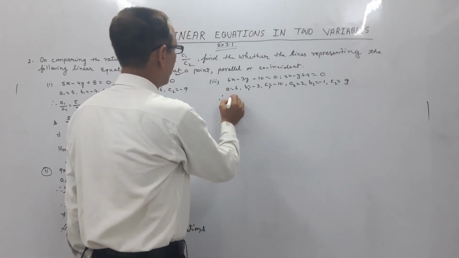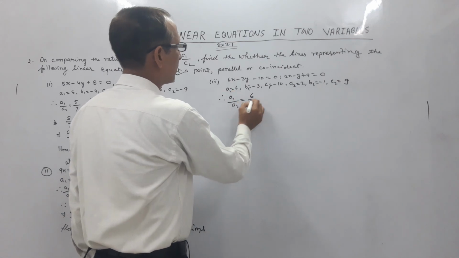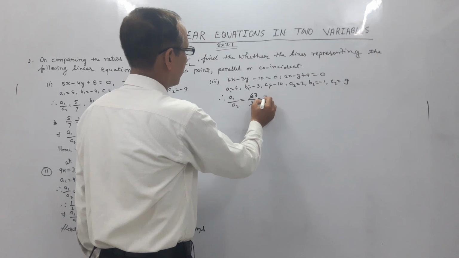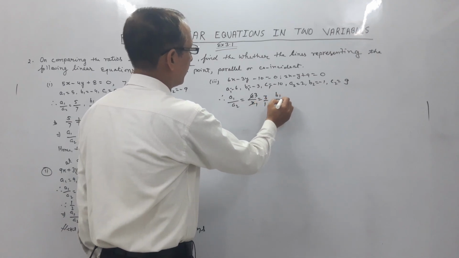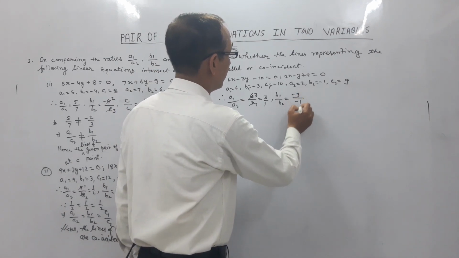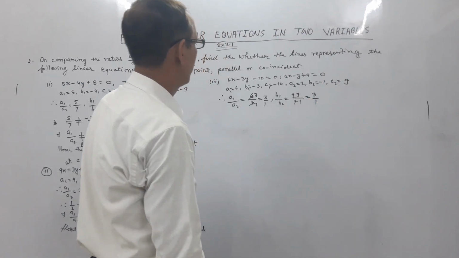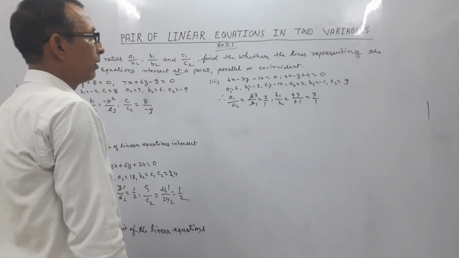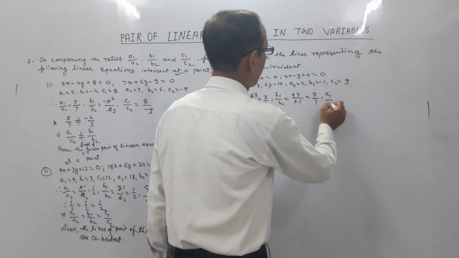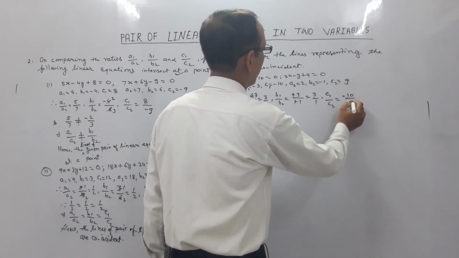So therefore a1 by a2, a1 is 6 and a2 is 2, so this is equal to 3 by 1. b1 by b2 equal to, b1 is minus 3 and b2 is minus 1. Minus minus cancel, so 3 upon 1. And c1 by c2 equal to, c1 is minus 10 upon 9.